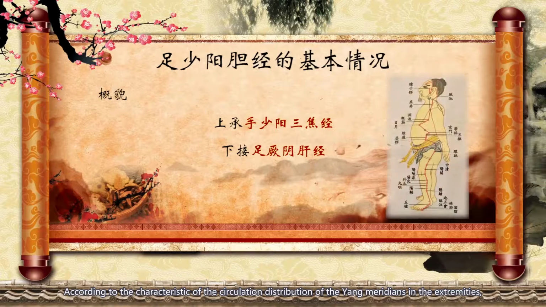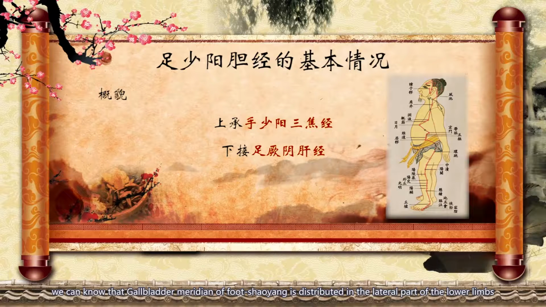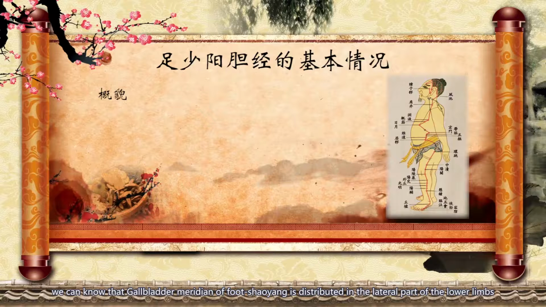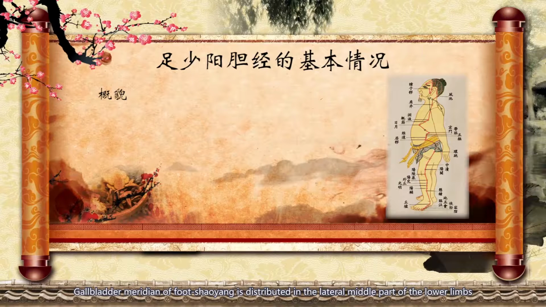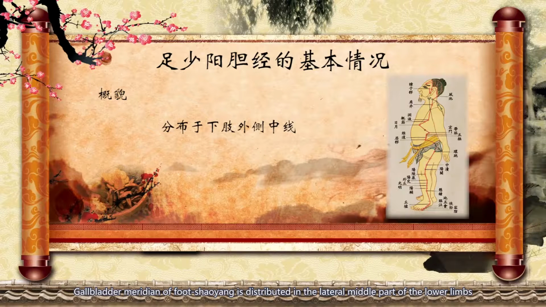According to the characteristic of the circulation distribution of the yang meridians in the extremities, we can know that gallbladder meridian of foot Shaoyang is distributed in the lateral part of the lower limbs. And because this meridian is Shaoyang, gallbladder meridian of foot Shaoyang is distributed in the lateral middle part of the lower limbs.